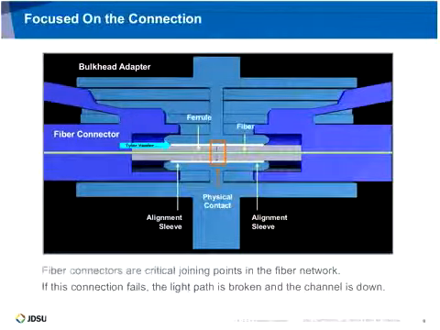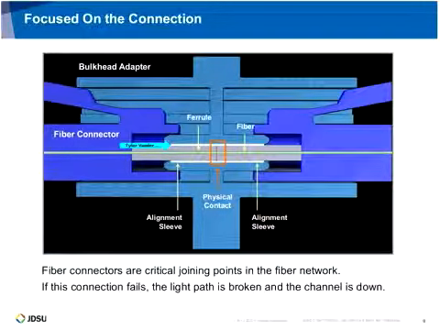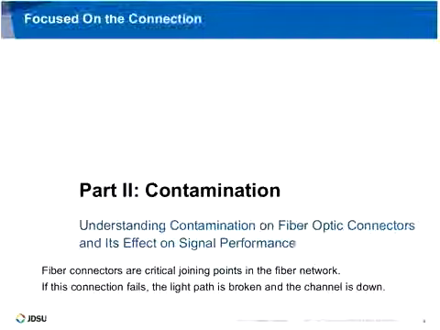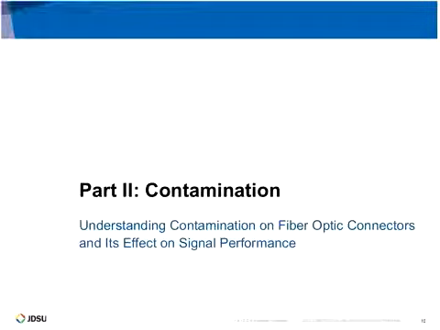It makes physical contact with the other end face, the ferrule end face of the other connector, and it's able to pass the light through. So if anything happens to that physical connection there, the integrity of the connection is going to be compromised. And speaking of compromising the integrity of the connection, I wanted to highlight particularly some issues as it pertains to contamination of the fiber end faces.